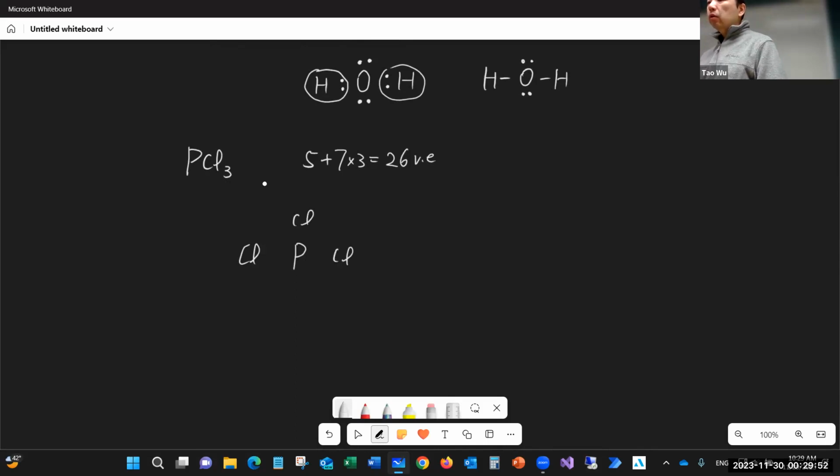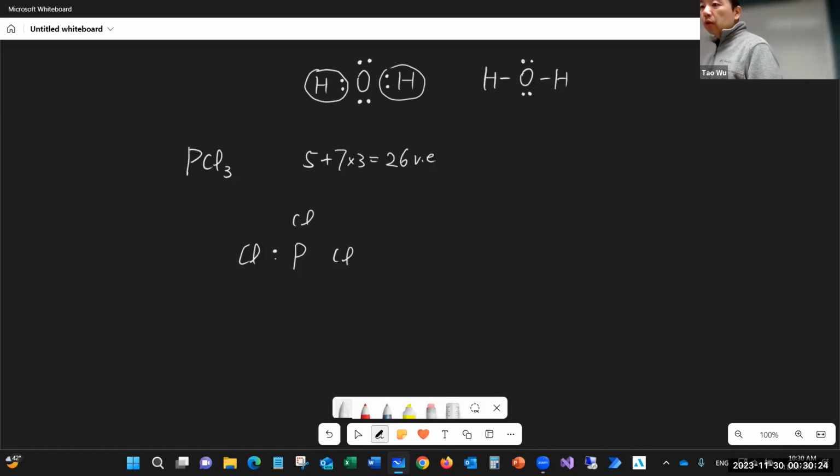Okay, now to assign the dots, it's better to assign the dots on the side first. This is usually the rule because the side atoms always follow the octet. Later we will talk about some exceptions. The exception only happens in the central atom. On the side atoms, always follow the octet. So it's okay if you assign the dots on the outside first.